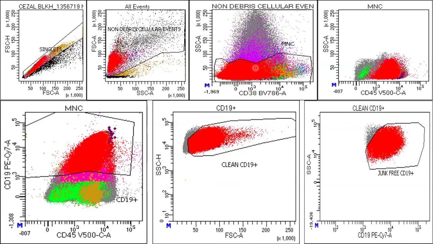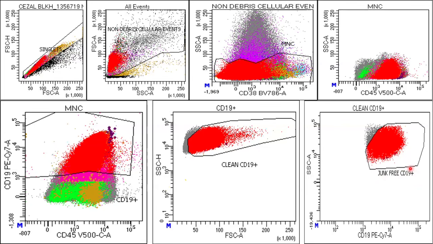We'll exclude the granulocytes, and we'll take up the MNCs. These MNCs will be put under a CD19 versus CD45 plot, and these CD19 positive cells will be made junk free from a side scatter forward scatter plot, and a CD19 versus side scatter plot will make them even more junk free, and we'll make a final junk free CD19 positive population, and we'll put them under further gates and analyze them.